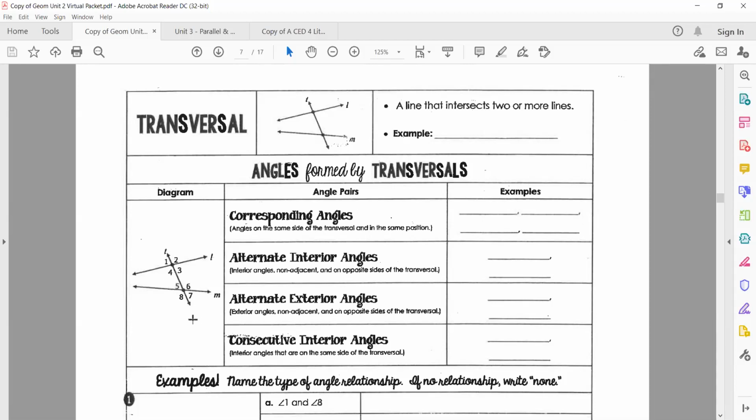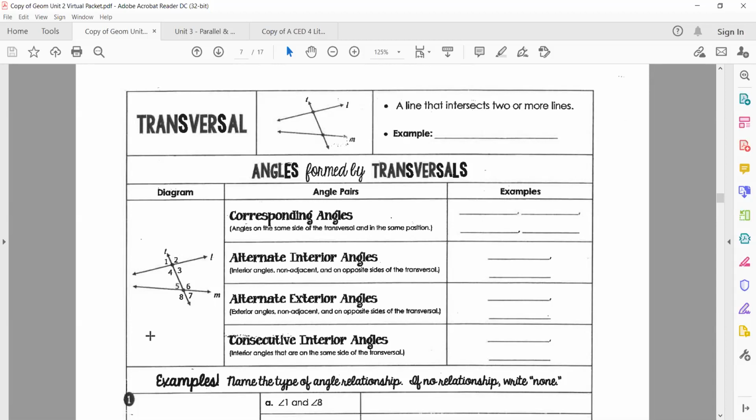Same thing holds true with alternate exterior. 1 and 7 and 2 and 8. It's a little bit larger X if you go across that transversal to the alternate side.